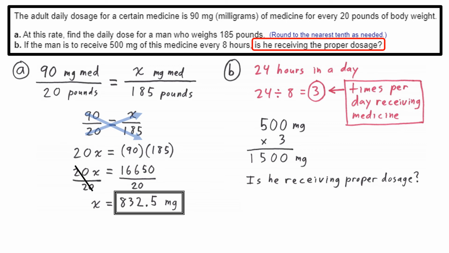The question we're being asked is, is he receiving the proper dosage? In part A, we determined that the proper dosage is 832.5 milligrams. In part B, we realize he's scheduled to receive 1,500 milligrams. Now these wouldn't have to be perfectly identical, and I'm not a nurse or a doctor, but I think it's pretty safe to say he's scheduled to receive way too many milligrams. So we can answer our question. No, he is not receiving the proper dosage.